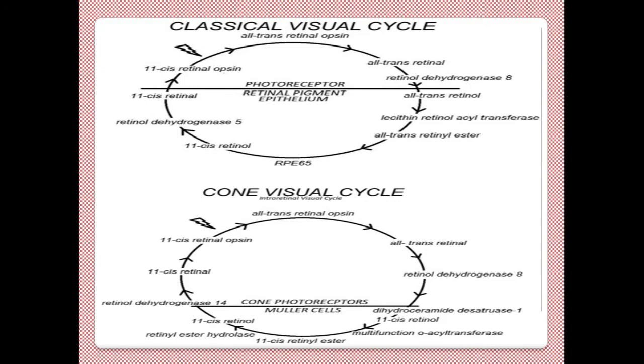Then the retinol dehydrogenase enzyme converts the 11-cis retinol to the aldehyde form, 11-cis retinal. So here, in the cone photoreceptor, Muller cells are doing this reaction. 11-cis retinal combines with opsin, and again you get the cone cell pigment, iodopsin. Again it is regenerated, like your rhodopsin cycle. So this is about the visual cycle.